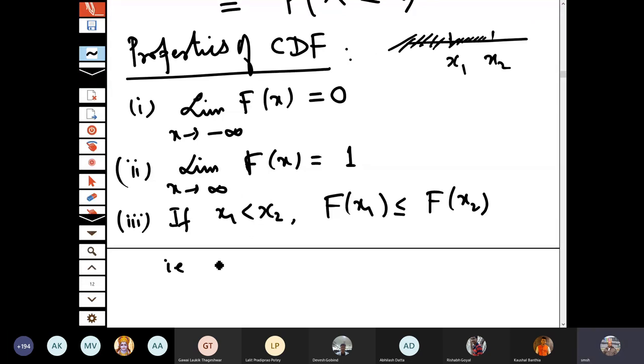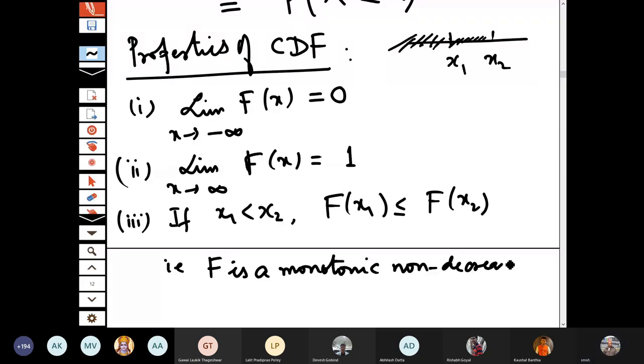That is, F is a monotonic non-decreasing function.